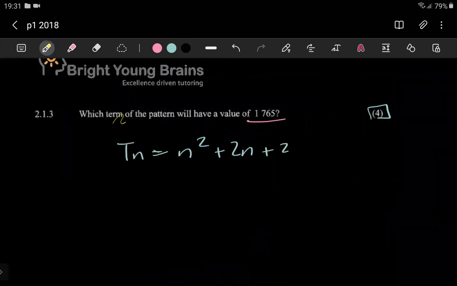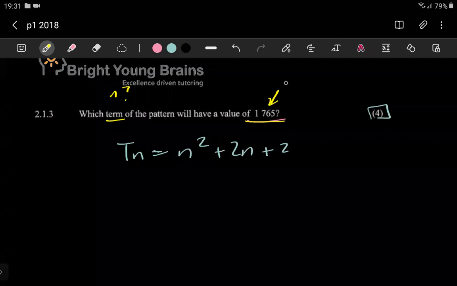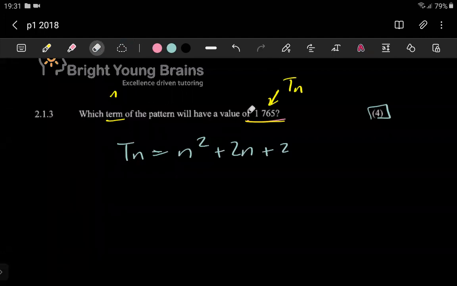So they want us to get which term in the sequence is equal to this. So this is Tn. And then they're asking for the value of n that produces this value of Tn. So they're saying which position in the sequence gives you this term. So Tn, where Tn is, we're going to put 1765. And then we just need to solve for n.